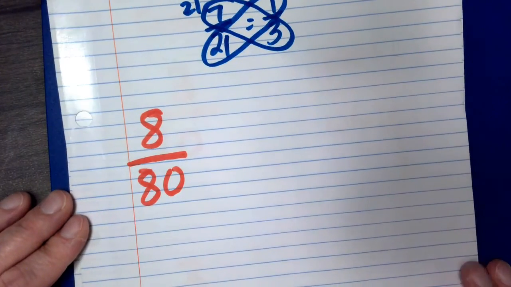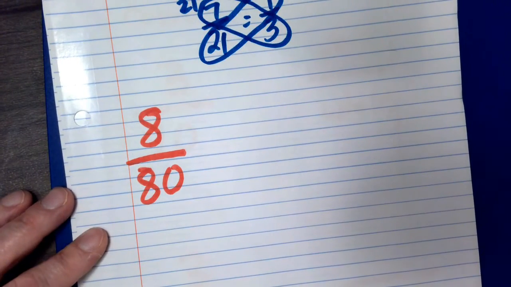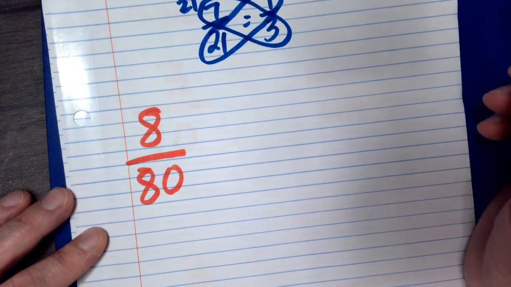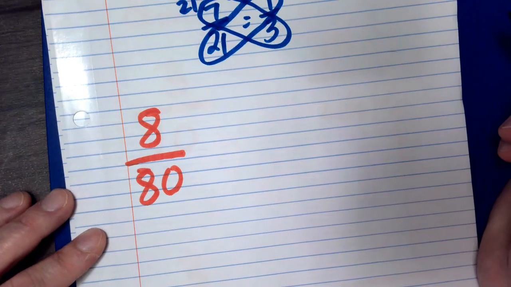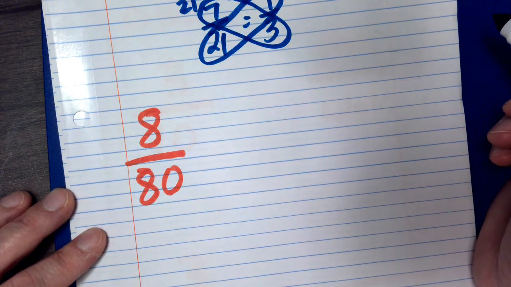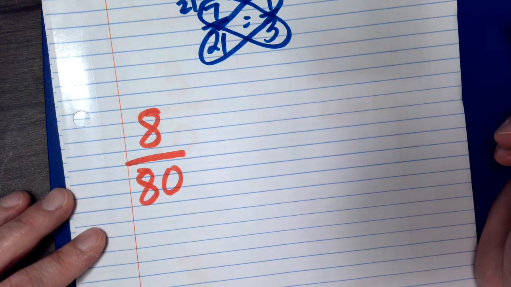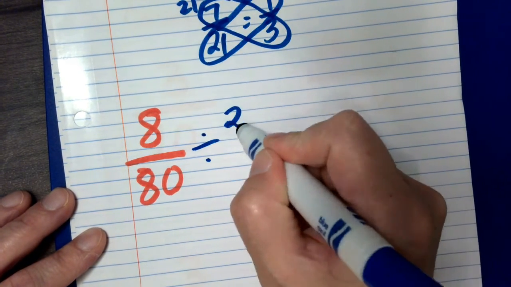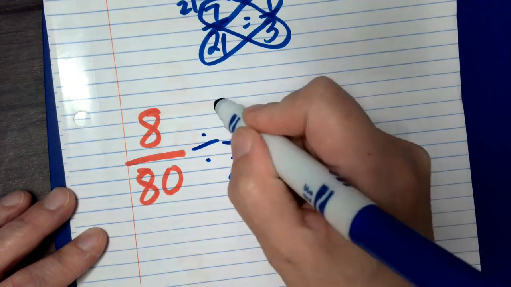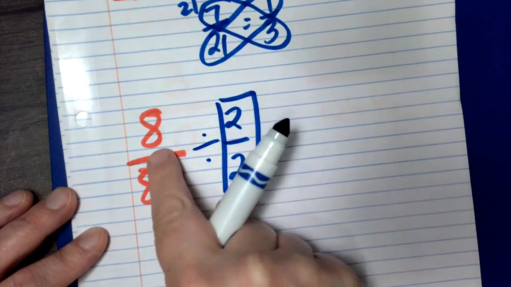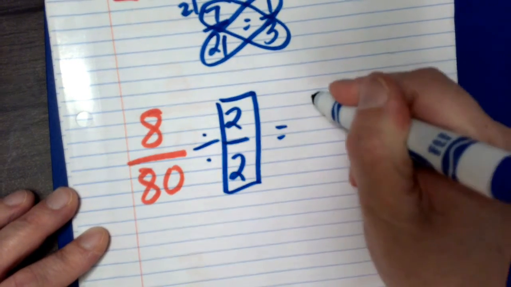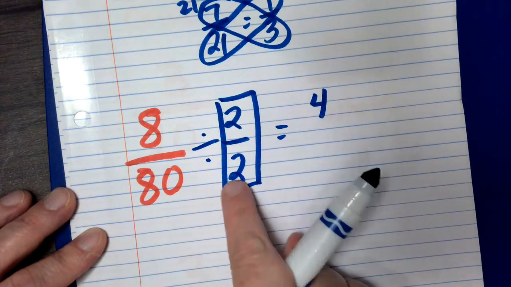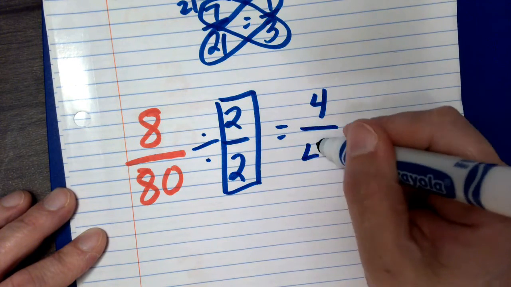One other problem that I have to go over with you is 8/80ths. If I want to reduce that, I'm going to show you what happens if you didn't find the greatest common factor, but you knew they were both even numbers. So I'm going to divide by 2 over 2. Okay. 8 divided by 2 is equal to 4. 80 divided by 2 is equal to 40.